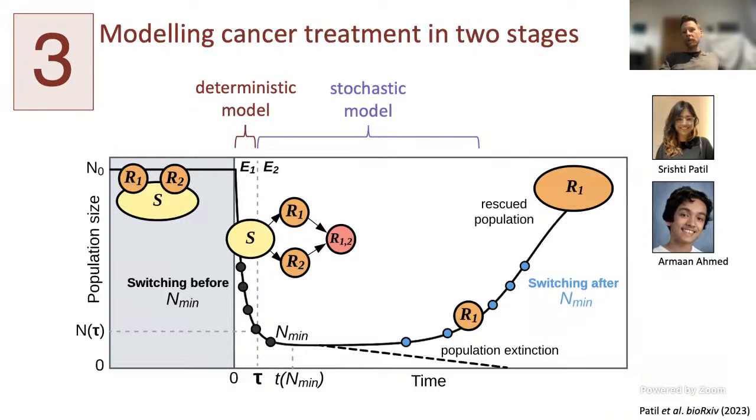So the main thing we're interested in is, when do we apply the second treatment? And the way Srishti modeled this, which was quite ingenious, is to use a deterministic model during the application of the first treatment, and then to use a stochastic model in the latter stages. And what she and Arman were able to show is that this actually gives you a very good approximation to a fully stochastic model.